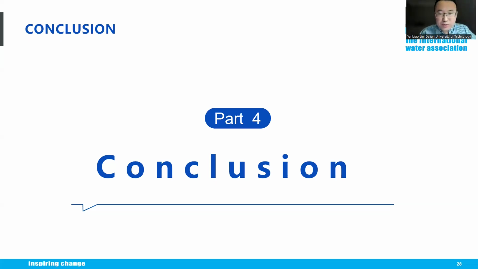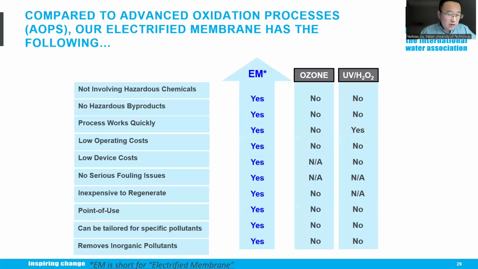So finally, I'm going to conclude my talk. Compared with AOPs, our electrified membrane has the following advantages. In this technology, we don't need to involve hazardous chemicals, and both the operation cost and the device cost are very limited.